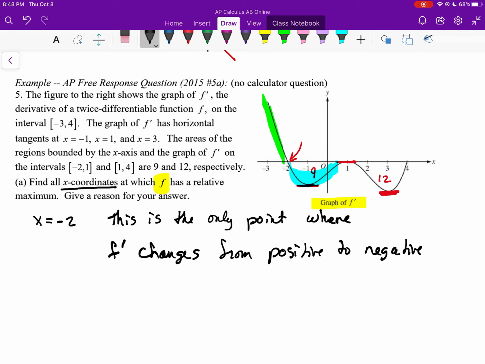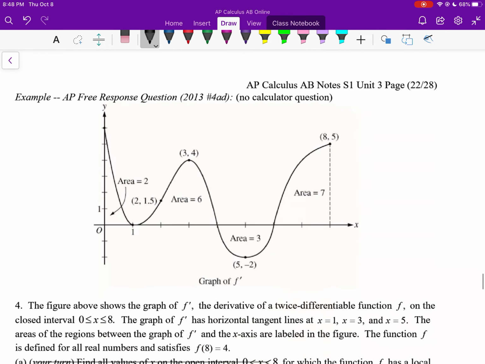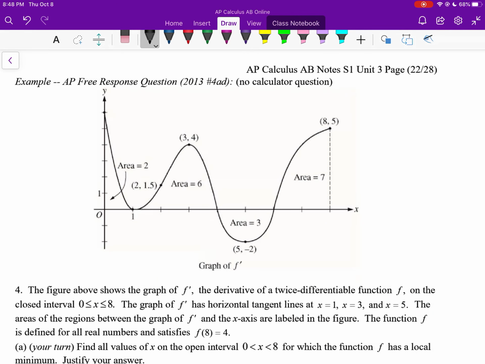The other way you could do this is you could say something like f prime changes from positive to negative at x equals -2. Okay. Next question. This comes from 2013. It is question number 4, parts A and D.